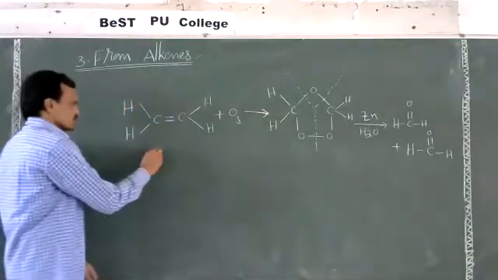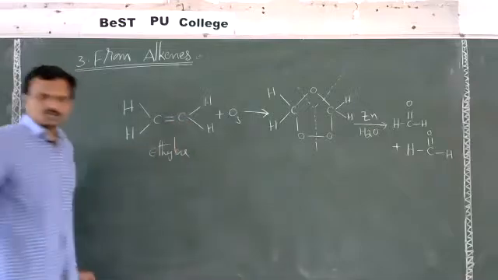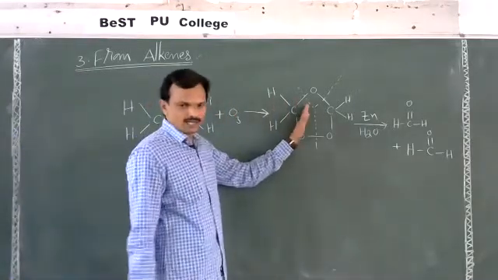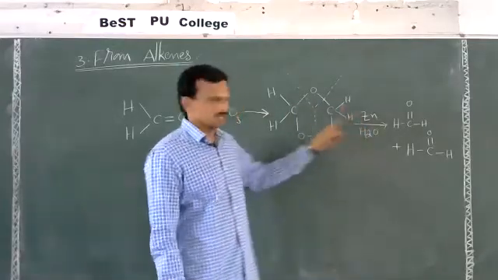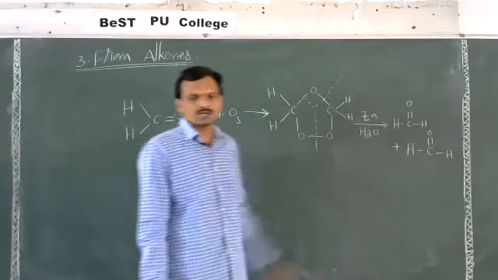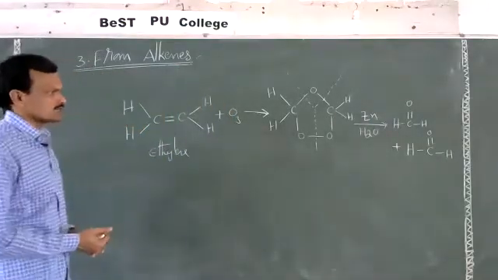So when ethylene is subjected to ozonolysis, first it forms ethylene ozonide, and that ethylene ozonide on hydrolysis in the presence of zinc, the cleavage of these three bonds takes place, and we get 2 moles of formaldehyde, HCHO.